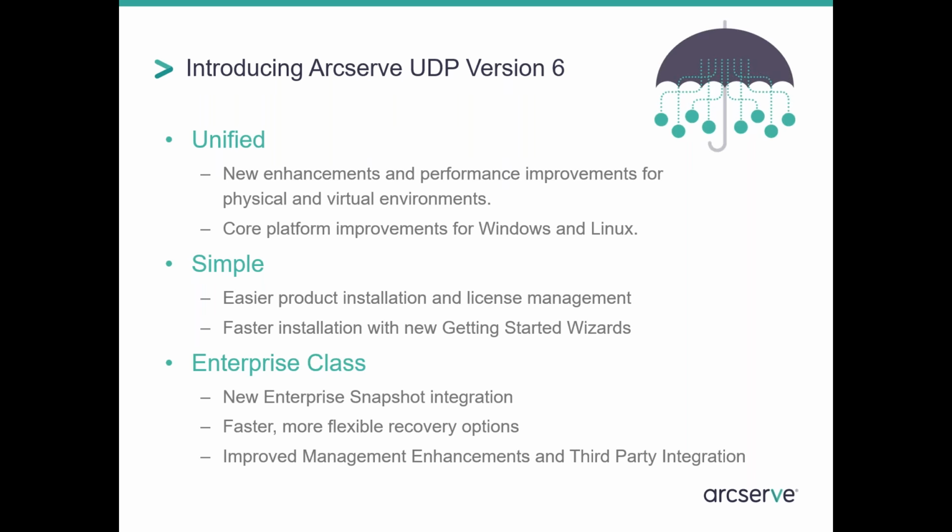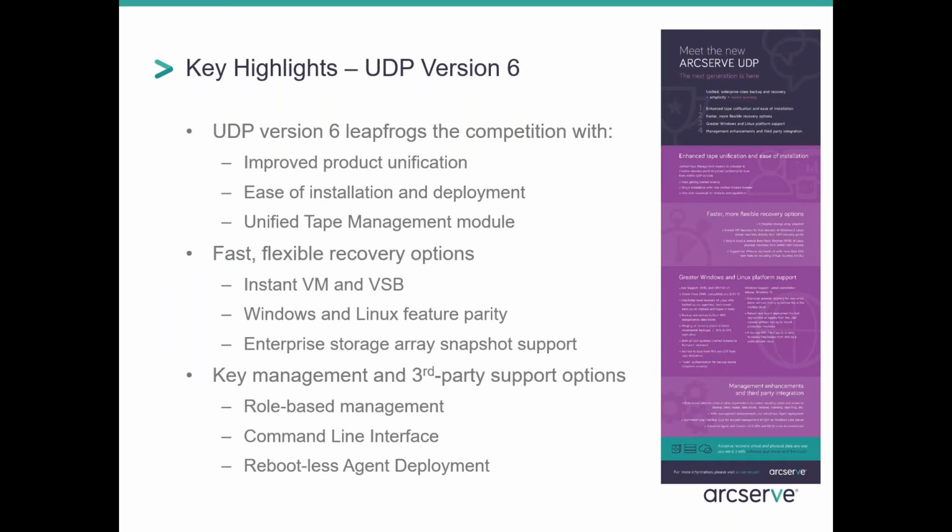So UDP version 6 was really about unifying the product, making it much more intuitive, especially around the installation, making it much easier and slicker to use. We've done a huge amount of development around Linux to bring Linux up to the same functional parity as Windows, and also provide some really exciting enterprise class features into the product around snapshotting using hardware integration, and other enhancements around role-based management and command line integration. So with version 6 now, we believe it really helps us leapfrog our competitors in many ways.